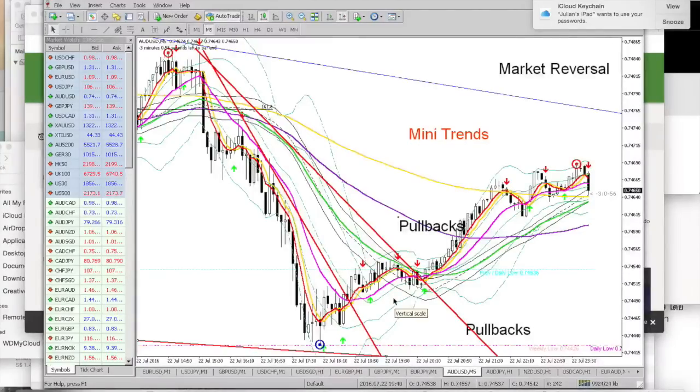I hope you find this training useful. Once again, this is how I do it in binary. Of course, this is not the full template. This is not the full range of indicators that I use.